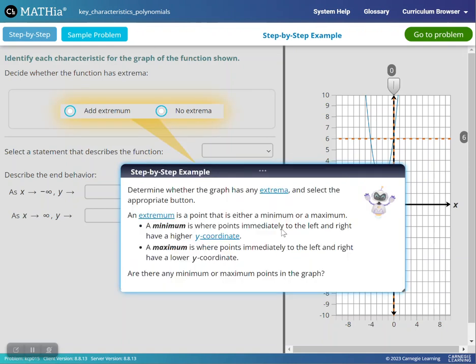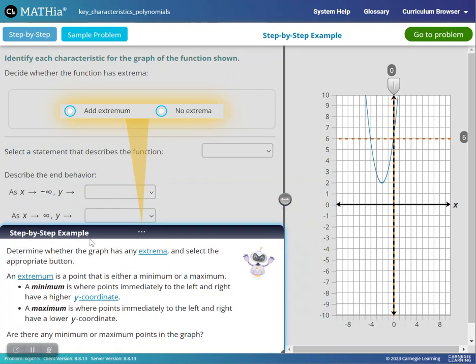Okay, so this is the first workspace, which is on identifying key characteristics of polynomial functions. And the first thing they're asking us is to determine whether it has any extrema. Those are the highs and lows, the minimums and maximums, either relative or absolute minimums or maximums, okay?